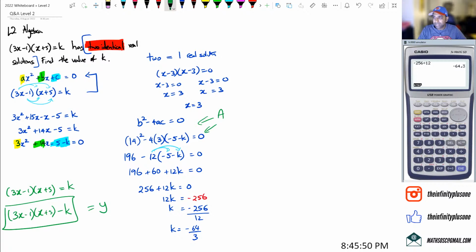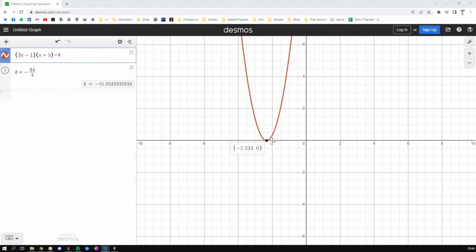But they're 2 identical solutions. So that's what it means when we substitute k as negative 64 over 3, it's giving us 1 solution. But remember, 1 solution is the same thing as saying 2 identical solutions. No, I was talking about it in the wrong one. There we go. Negative 2.33. So when I put negative 64 over 3, that's where the turning point is happening, which means it's 1 solution. Sorry, I was a little bit off with that.